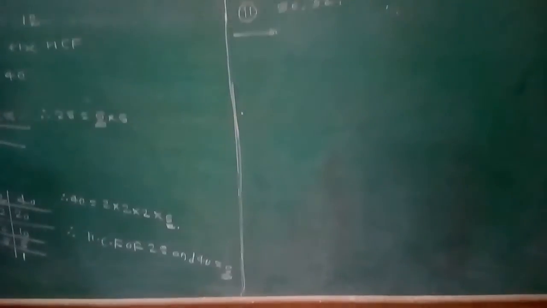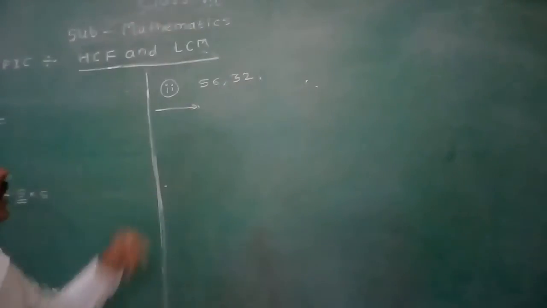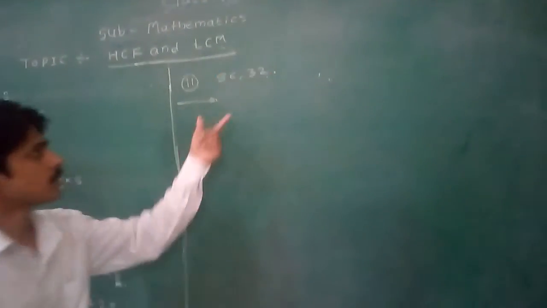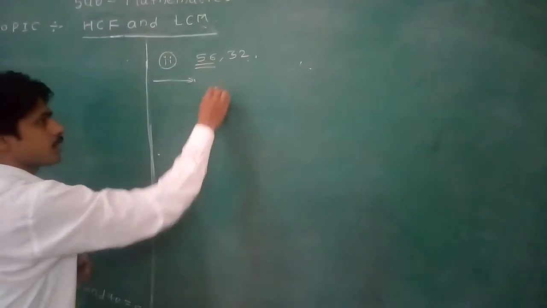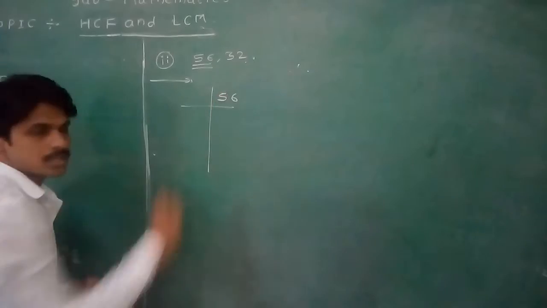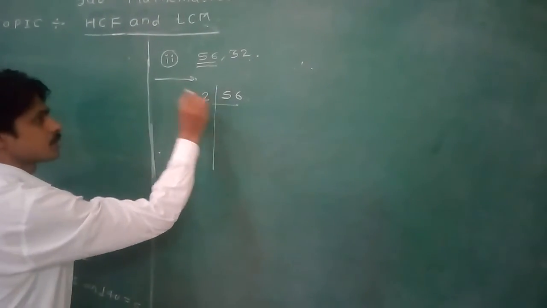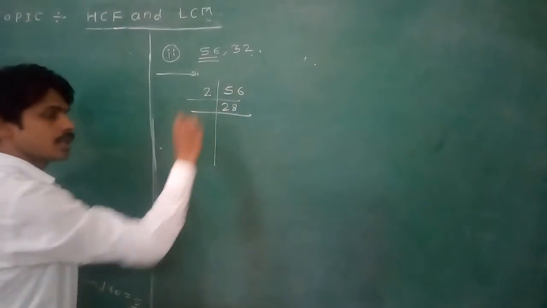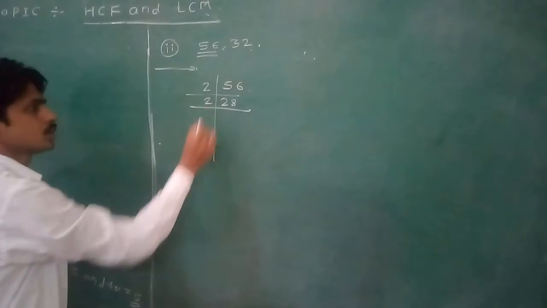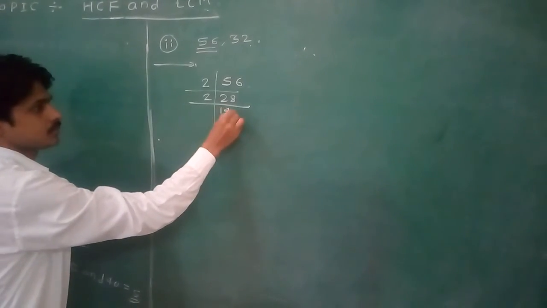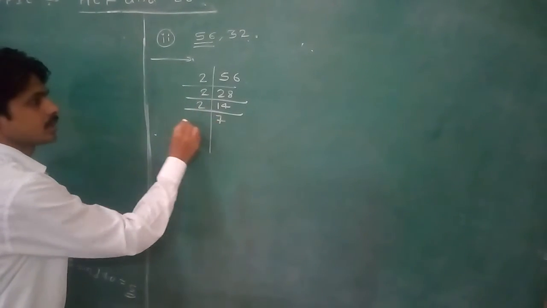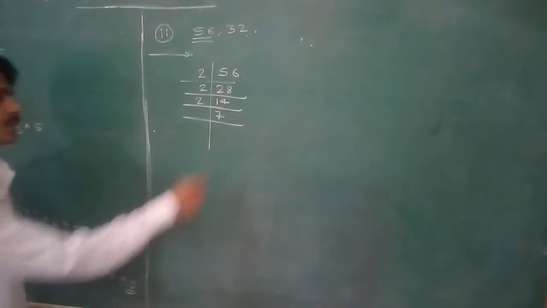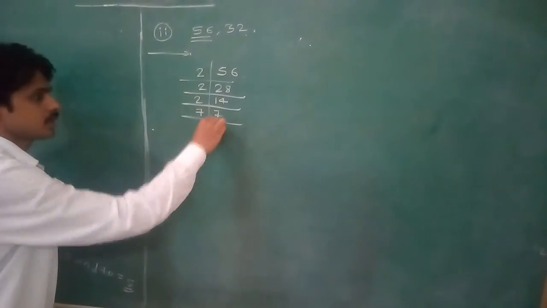Now the next example, question number 2, is 56 and 32. We have to find the GCD of 56 and 32. So the first number is 56. So factorize 56. 56 is an even number, so we divide by 2. We get 28 here. 28 is also an even number, so we divide by 2. We get 14 here. And 14 is an even number, so we also divide by 2. We get 7 here. And 7 is an odd number, and 7 divides only by 7, so we get 1.